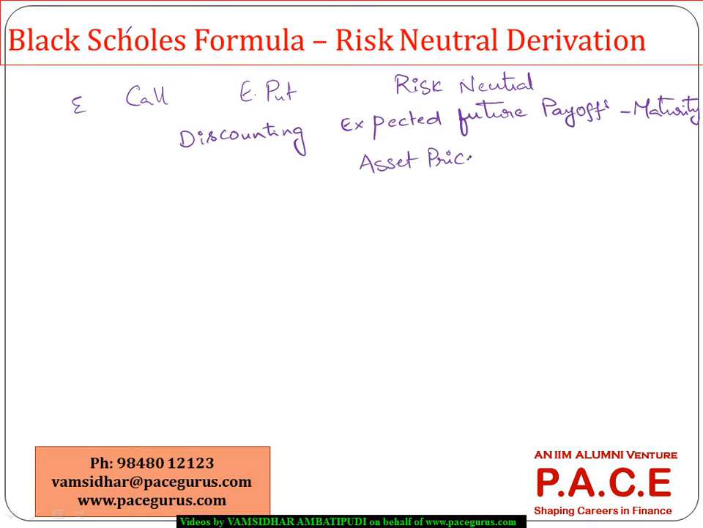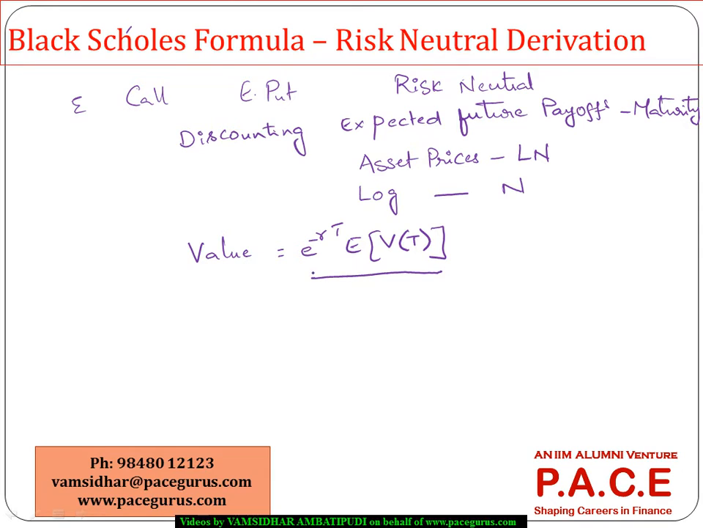follow a log normal distribution, which means the logarithm of the asset prices is going to follow the normal distribution. So if I want to look at the value of the option, we are looking at what is the expected value or expected payoff at time T, and I am discounting it, so I am doing it e to the power of minus rT. This is what will give me the value of the option based on a risk neutral valuation model.